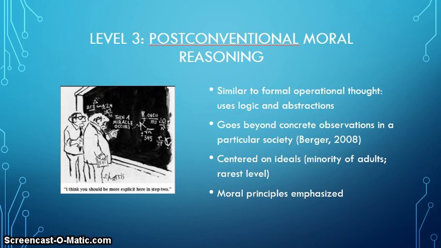Level 3 is called post-conventional moral reasoning. This is similar to the formal operational thought of Piaget's cognitive theory. It uses logic and abstractions. It goes beyond concrete observations in a particular society. It is centered on ideals. A minority of adults are here. This is the rarest level of the three. It is said that most people do not reach this level, and moral principles are emphasized.